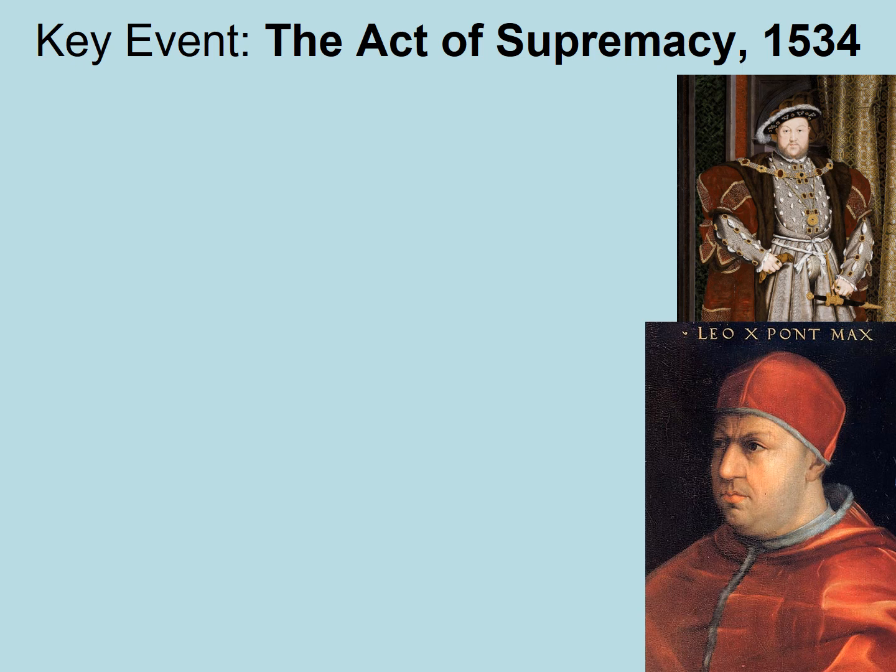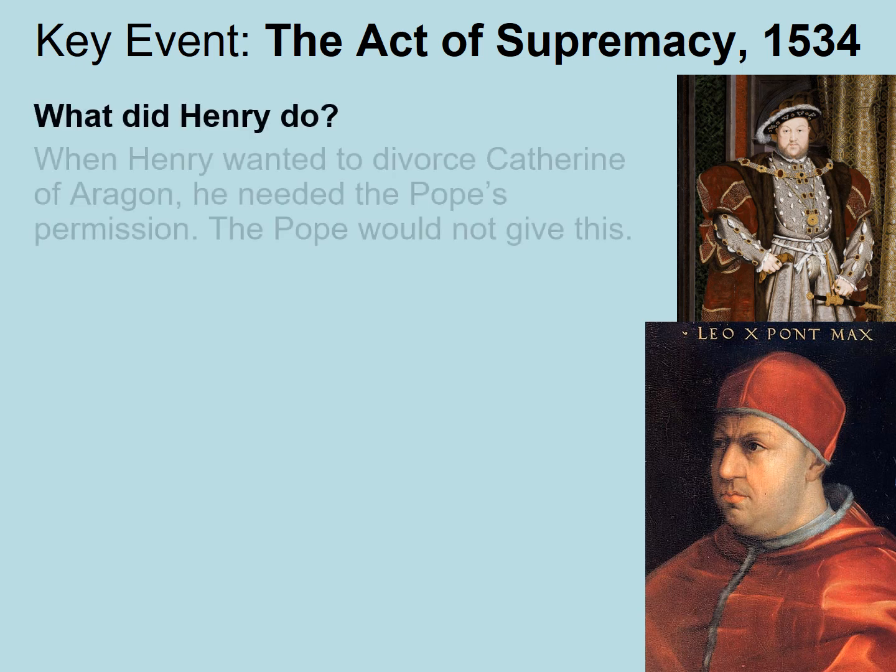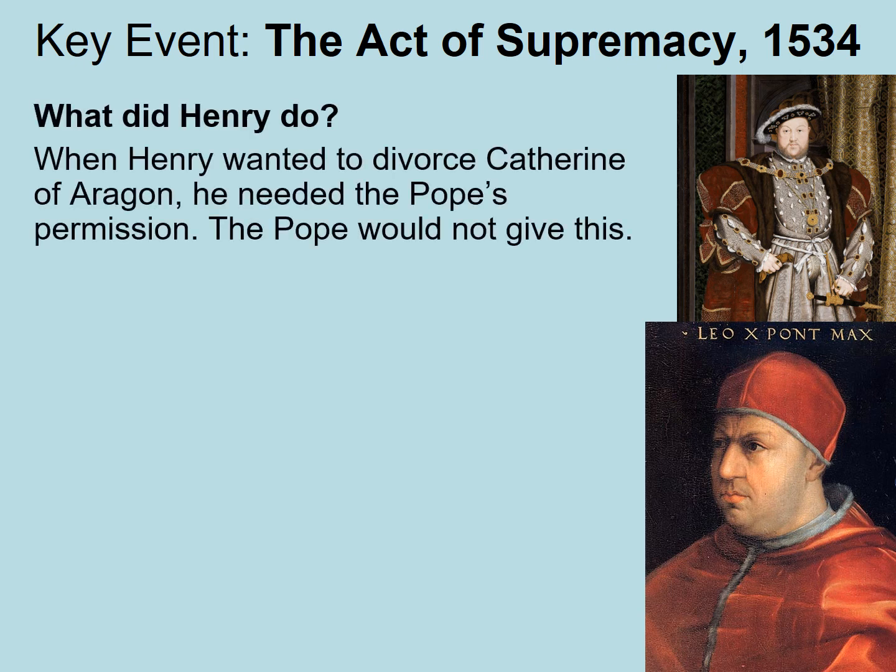So what did Henry actually do? When Henry wanted to divorce Catherine of Aragon, his first wife, he needed the Pope's permission, but the Pope would not give this. From the Pope's point of view, there were very good reasons for this. The Pope had already given special permission for Henry to marry Catherine. After all, Catherine had originally been married to Henry's brother, and this was considered a sin.